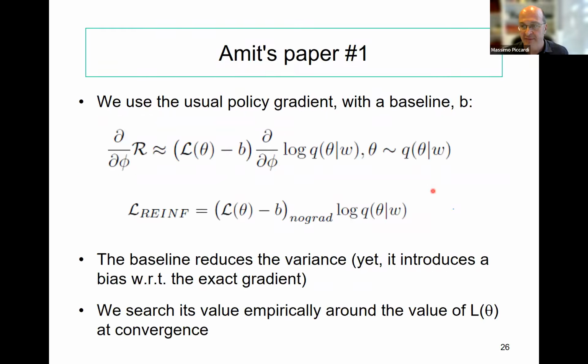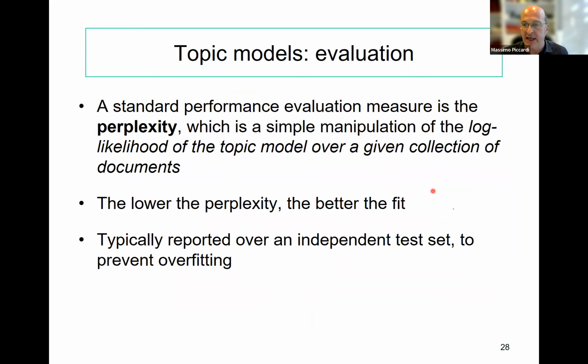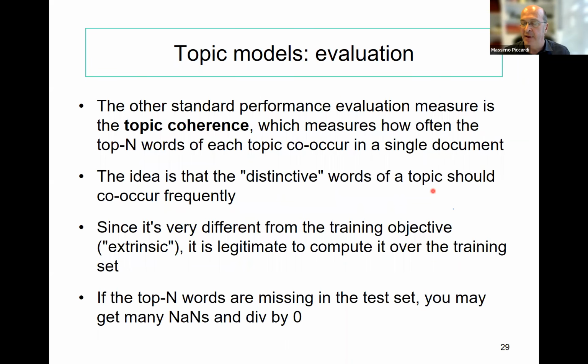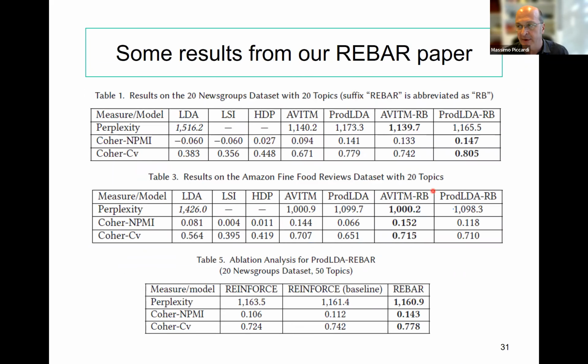Various things, we've added baselines, we used REBAR, which is an unbiased gradient estimator. We've done a few things. In general, the results have all been quite interesting. As I said, variational autoencoders are better than LDA, and these results in general have been better than variational autoencoders. The two typical measures are perplexity and topic coherence, and sometimes you do visualizations like this in topic modeling to show where the topics are in word space, how many counts. So let's skip this because it's too much, just some results.